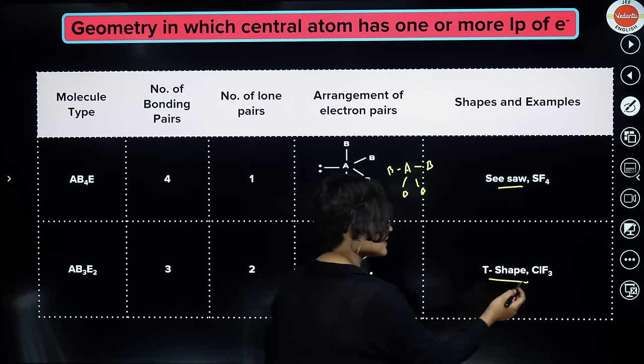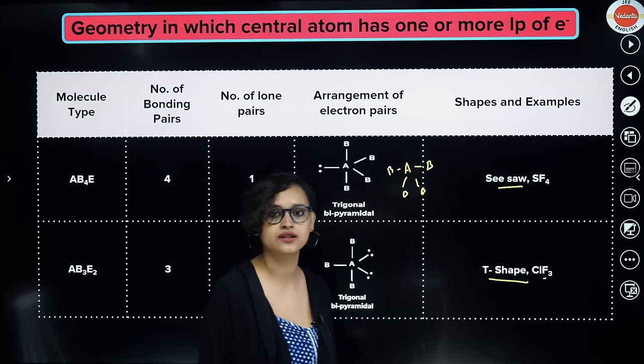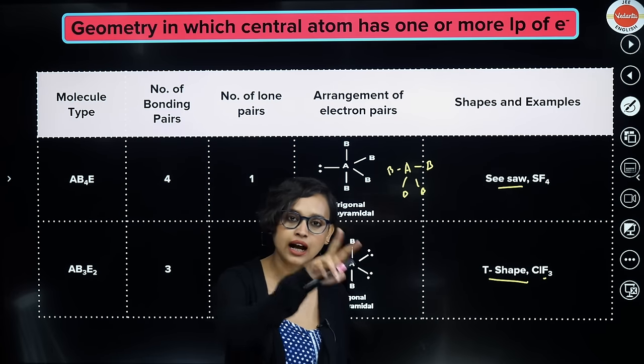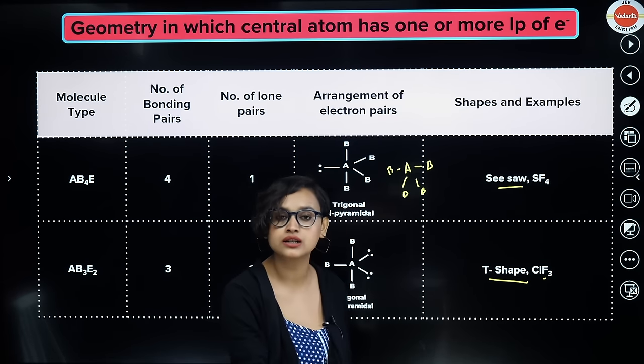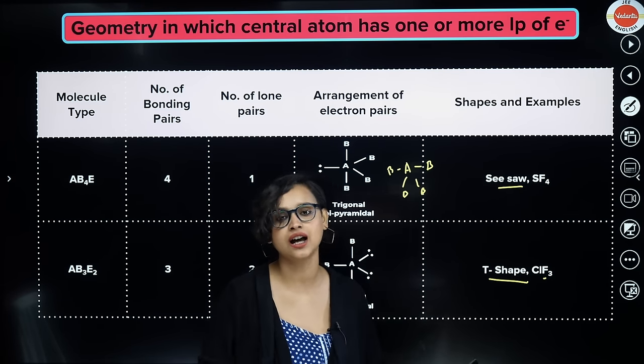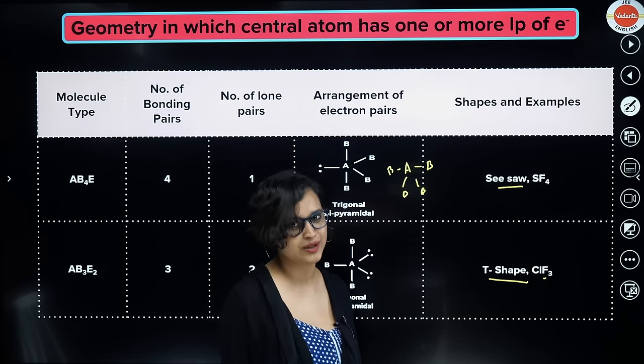This is also called an interhalogen compound. Okay, what is it called? Interhalogen compound. Halogen and halogen together, they are compounds. See, chlorine is a halogen, fluorine is a halogen. Two halogens together, interhalogen compound. We will read about it in P block, don't worry.